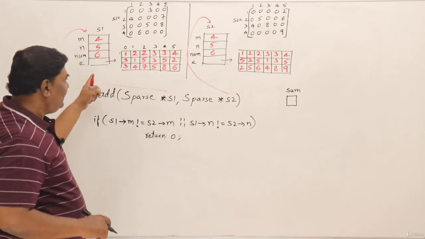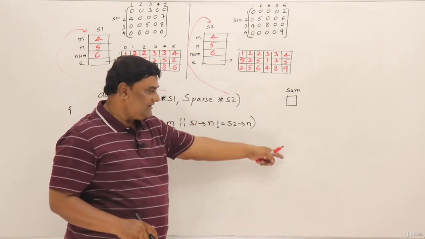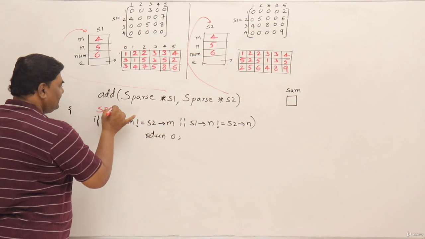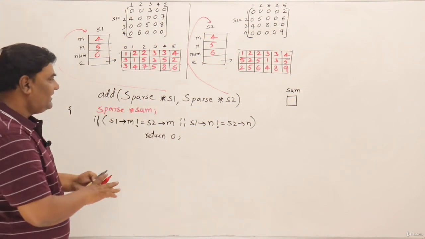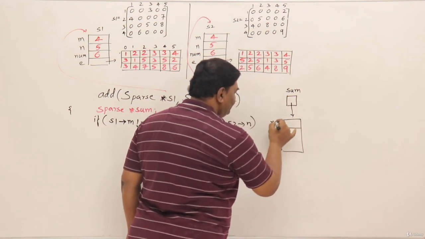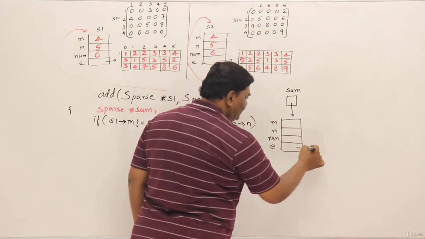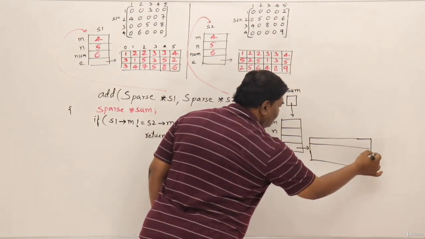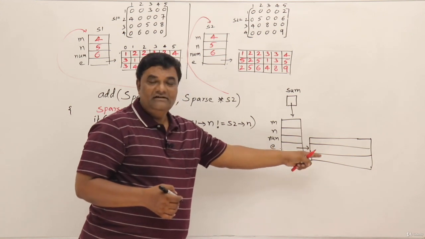How to do that? So for adding, first of all, I should create a third object. So here already I have taken a pointer called sum. So for that I will create an object. For that I should have a pointer inside this function, that is sparse pointer sum. So that is a pointer, and to that pointer I should create an object of sparse matrix having m, n, number of elements, and also a pointer e. I should have an array of some size. So what should be the size of this array? I should create the object, and also I should create an array of elements of some size.